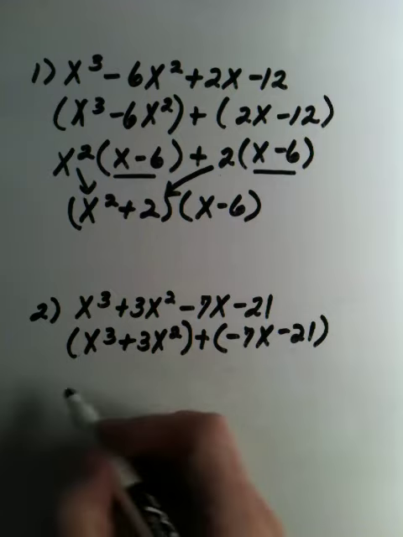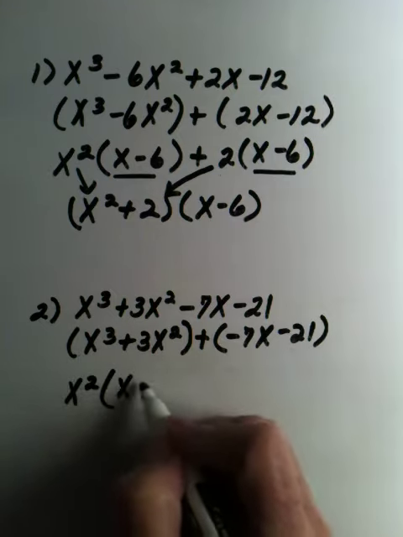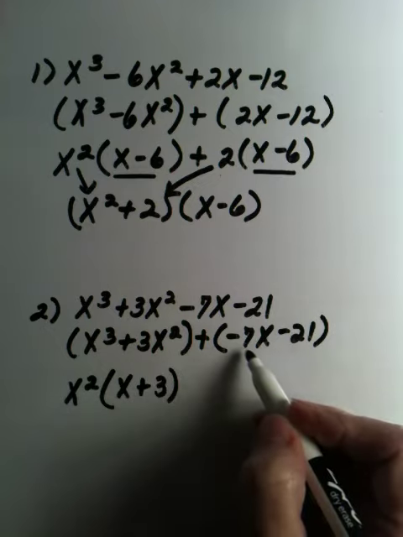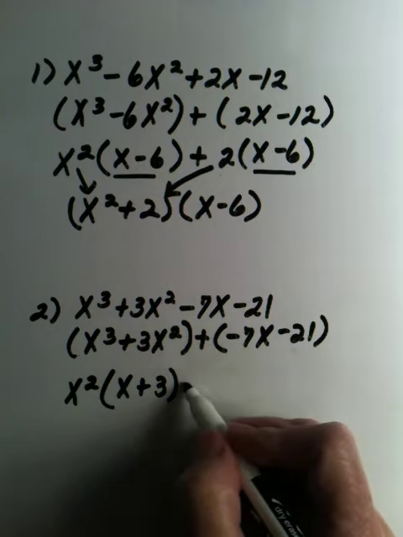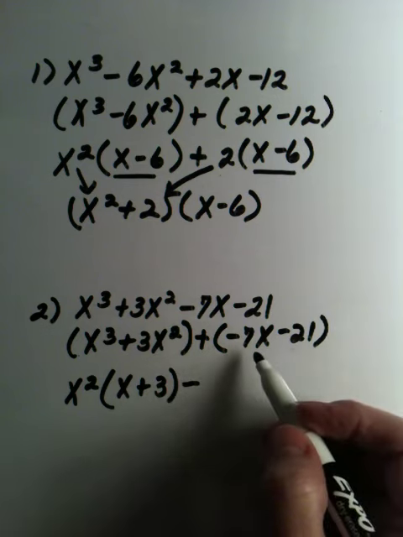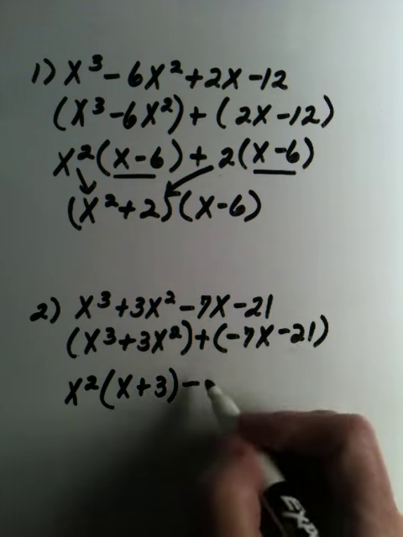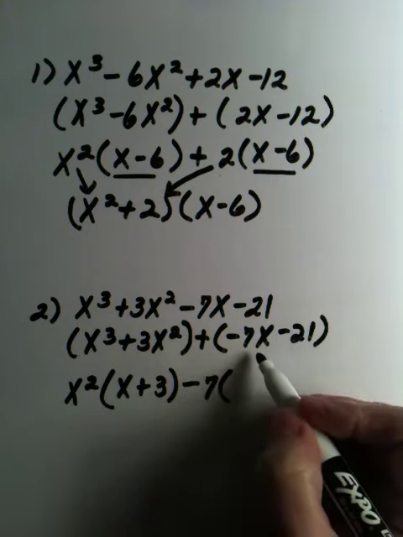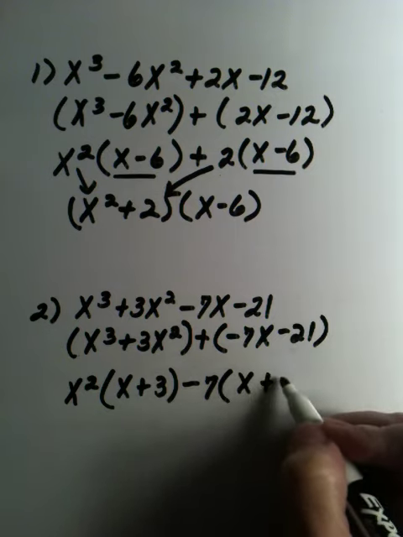The GCF is x squared. Divide both of them by x squared. You will have x plus 3. Now in the second group, they both have minus signs. Even if they don't, if there's a minus in the front, I want you to factor out a negative factor. The negative GCF for negative 7x and negative 21 is negative 7. And when we divide both these by negative 7, we'll have x plus 3.